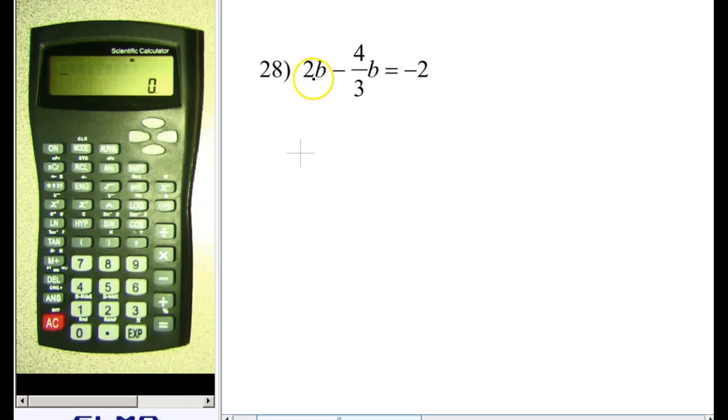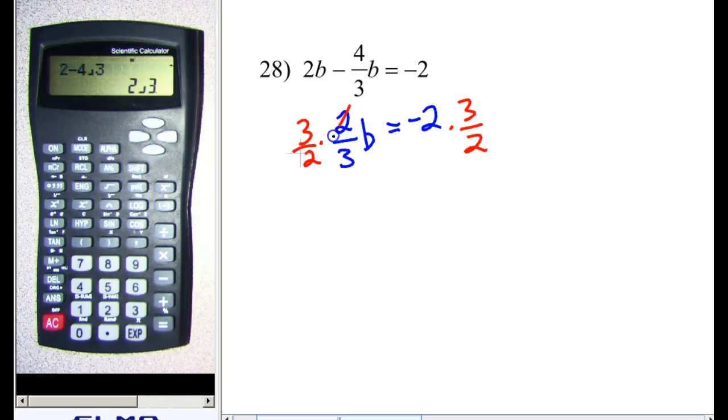So we got 2b minus 4 over 3. So I can just type in 2 minus 4 over 3. Right? And that's 2/3. So we got 2 over 3b equals 2. And then we can multiply by the reciprocal, 3 over 2, of both sides.